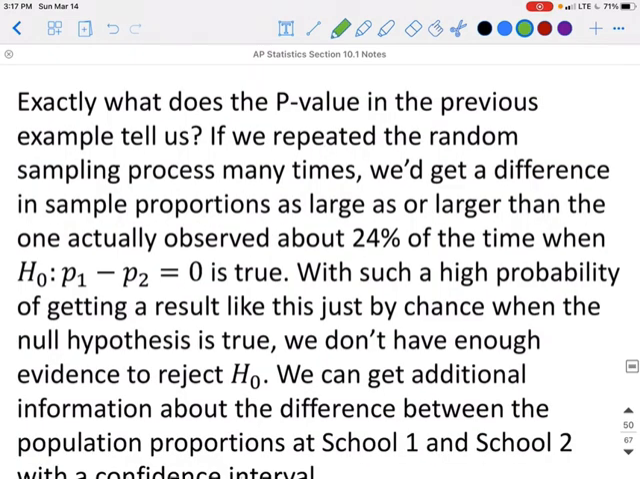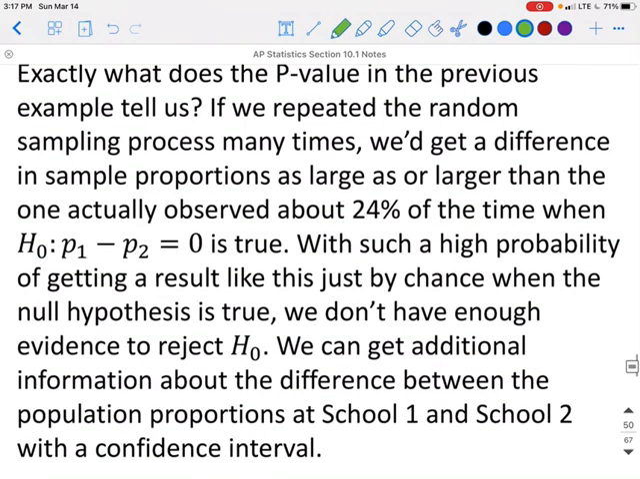Exactly what does the p-value in the previous example tell us? If we repeated this random sampling process many times, we'd get a difference in sample proportions as large or larger than the one actually observed about 24% of the time when the null hypothesis of p1 minus p2 equals 0 is true. With such a high probability of getting a result like this just by chance when the null hypothesis is true, we don't have enough evidence to reject the null hypothesis.